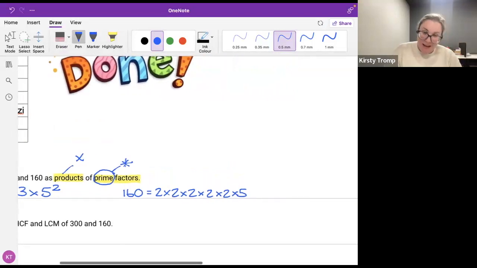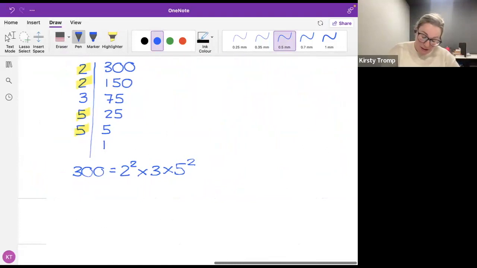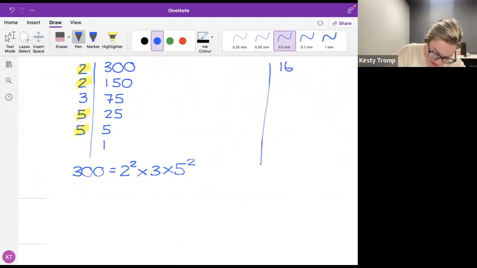Okay. If I go and do 160 in the same way, so here I'm going to do my line again. I'm going to have 160. What's my first prime number? My first prime number is 2. 160 divided by 2 gives me 80.